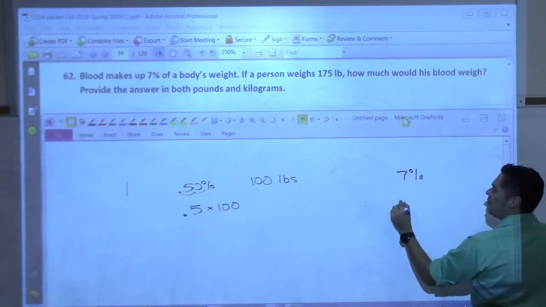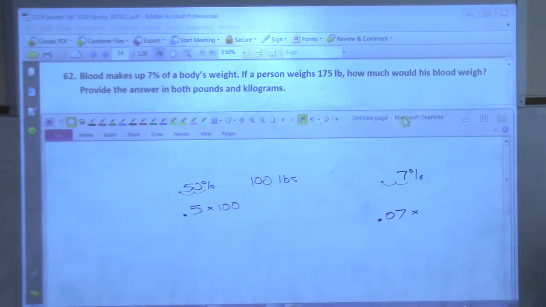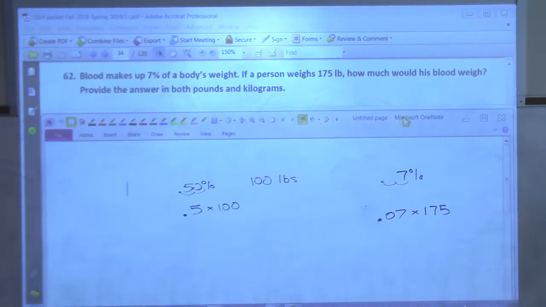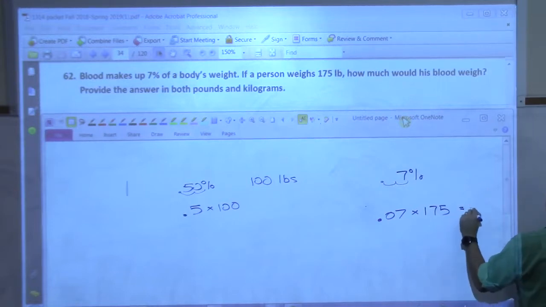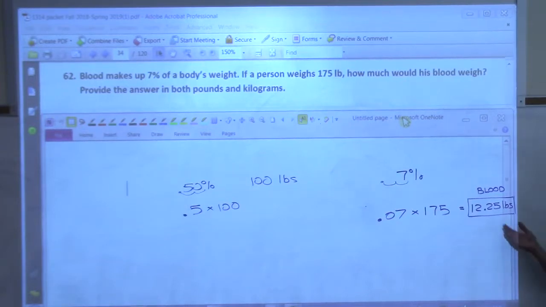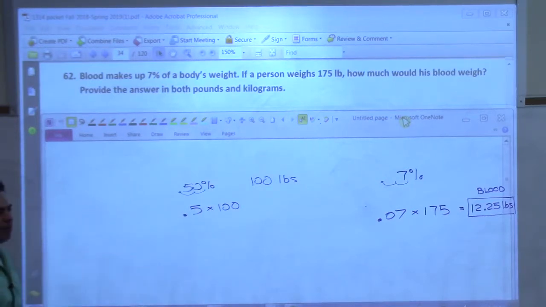Okay, we're going to convert 7% to a decimal, so that's going to be 0.07. We're going to multiply that times 175. Right? And when we do that, we get 12.25 pounds. So for a person that weighs 175 pounds, 12.25 pounds of that is blood. This is average. It's not always perfect, but all right.